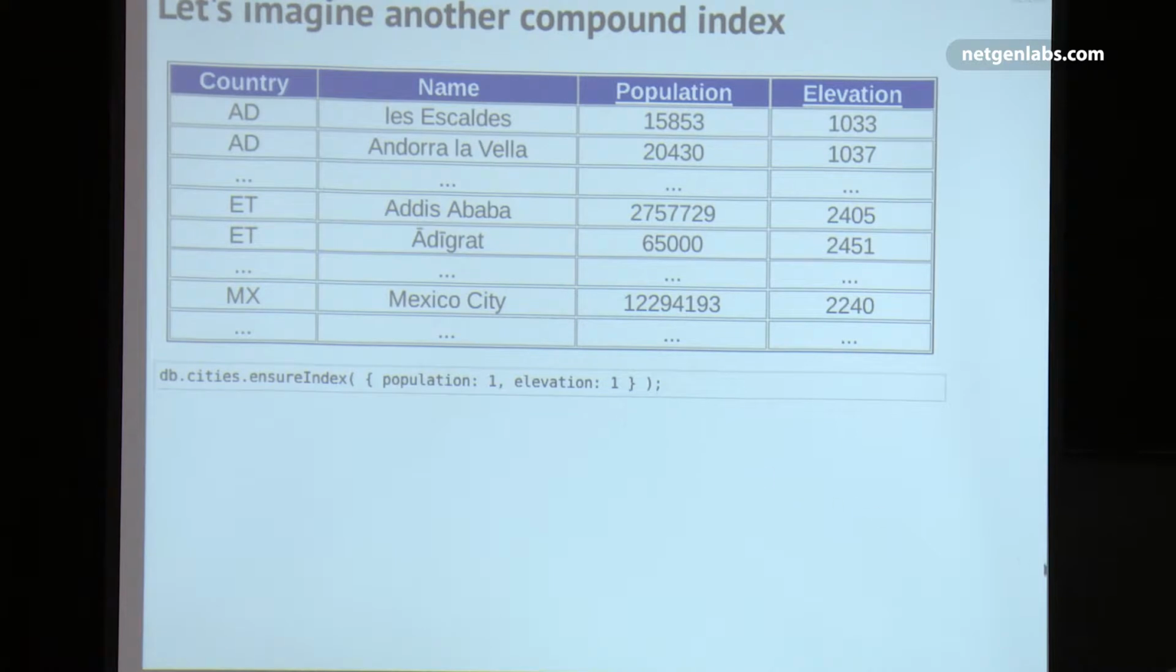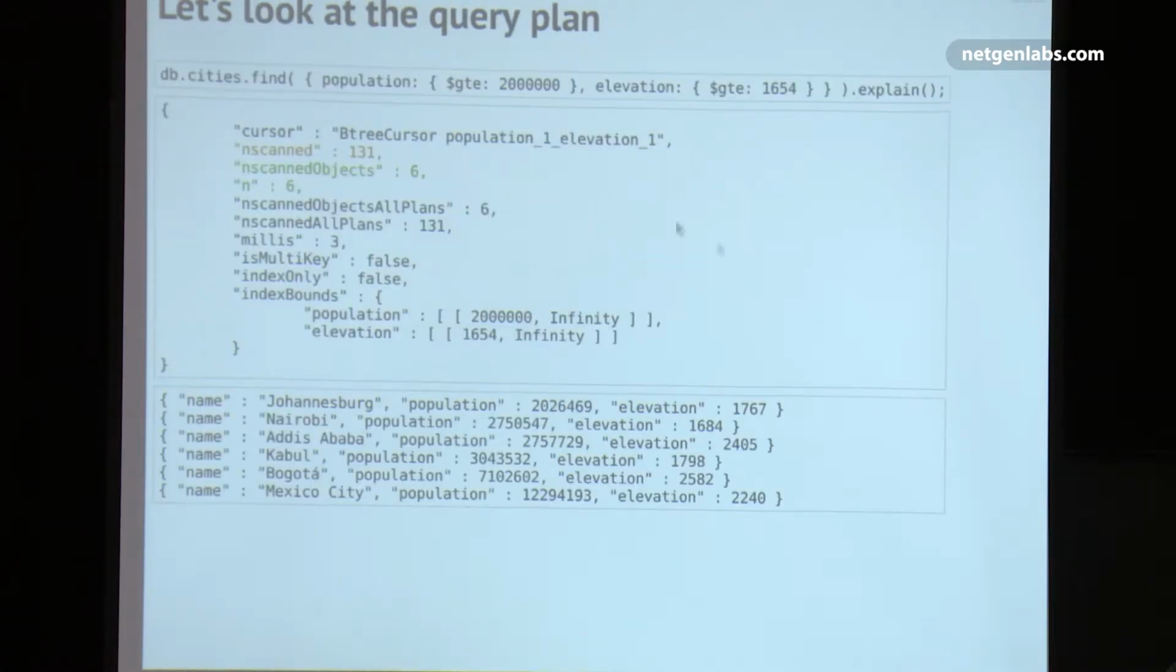So yeah, let's have a look at this other compound index. So I have to explain a few more things. So here we have the country code, the name, the population, and the elevation. We create an index, population 1, elevation 1, and then we would like to do a query to find all the cities that are, if I remember correctly, over 1 million people and more than a mile above sea level. So, sorry, larger than 2 million people and above sea level.